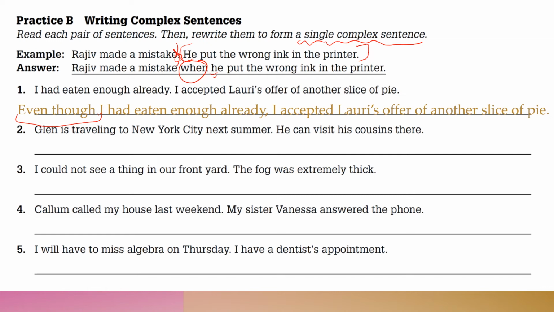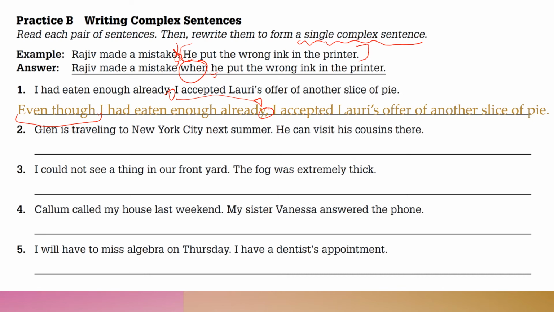This is the first sentence, the first simple sentence. Here it is, I had eaten enough already. And as I told you, this is one possibility. There are other possibilities as long as the sentence that you created makes sense. So when you start with the subordinate clause, make sure to put a comma. Okay, I accepted Loris's offer for another slice of pie, and here, of course, I need to replace the period with the comma since I started with the subordinate clause.